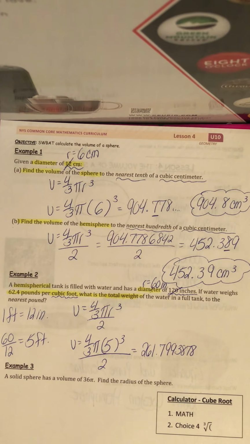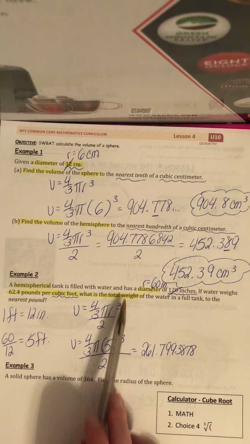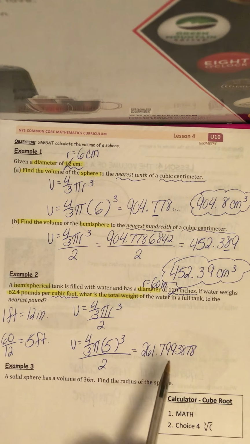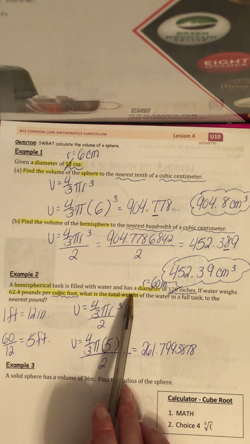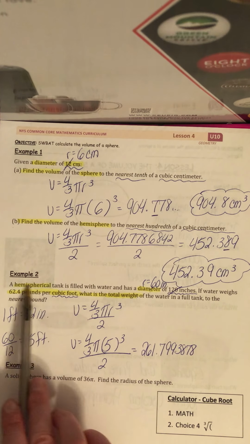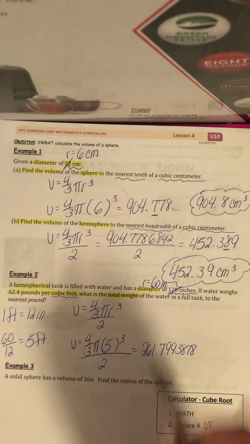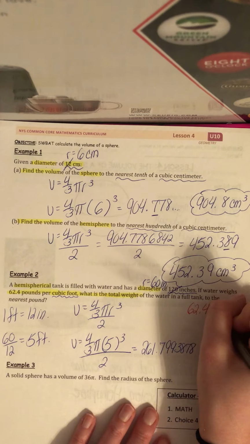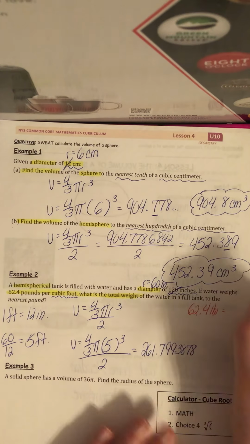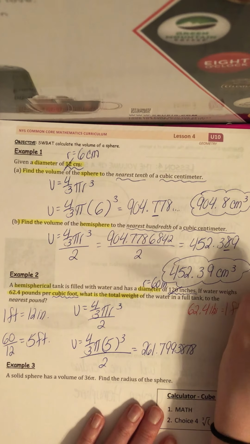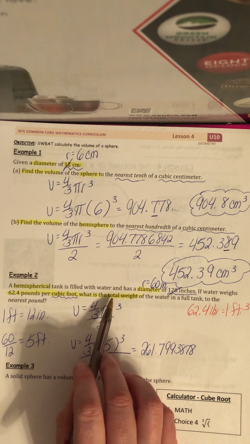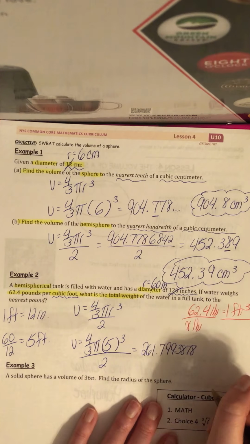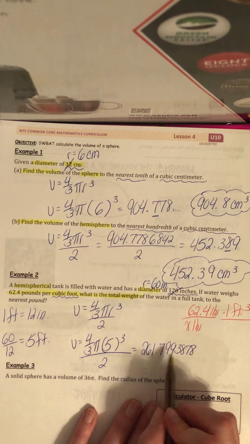261.7993878. Now the question doesn't ask me to find the volume, so that's why I have to write the entire decimal here because it's not the final answer. So if I want to find the weight, because that's really what I'm looking for, I have to use this conversion. So I know that 62.4 pounds is in 1 cubic foot. The question says, what is the weight? So how many pounds are going to be in this many cubic feet?